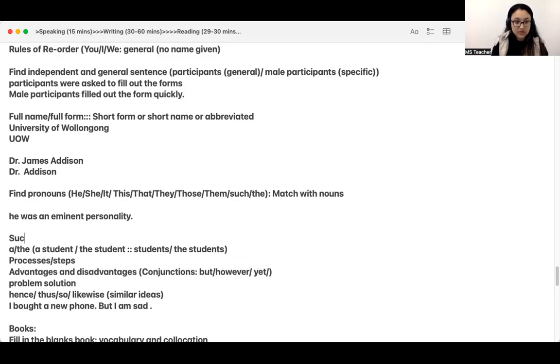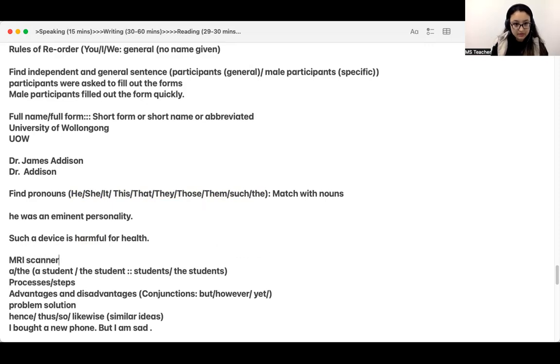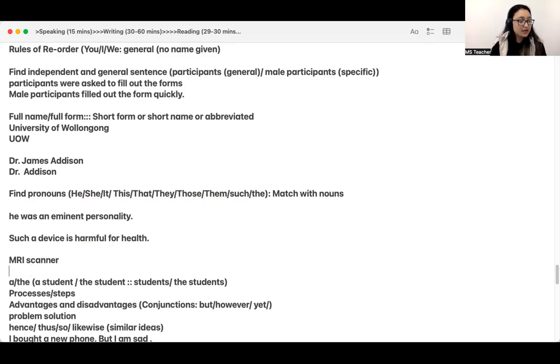Sometimes you might have 'such a device is harmful for health'. After finding 'such a device', what is the device? Where is the device mentioned? Let's say MRI scanner. Obviously they will not be giving you just 'the device', one device. They may, but they may not. When you see the sentence 'such a device', you have to find out where the sentence is where they're talking about a device. It need not be the word device, but it's something related to a device.